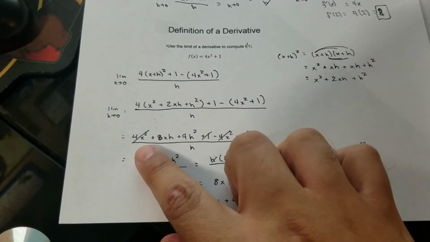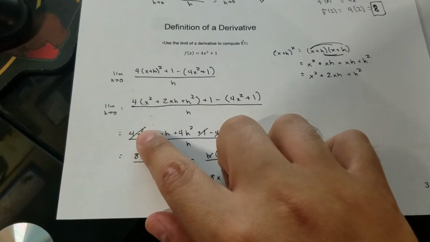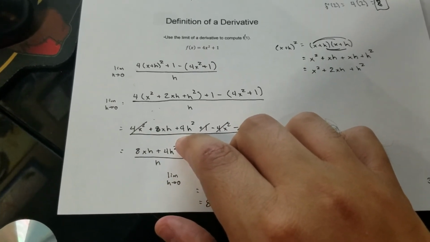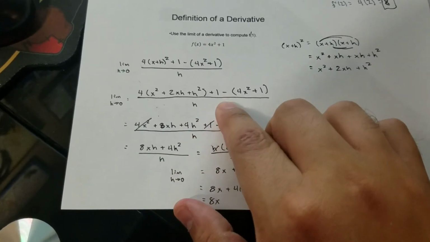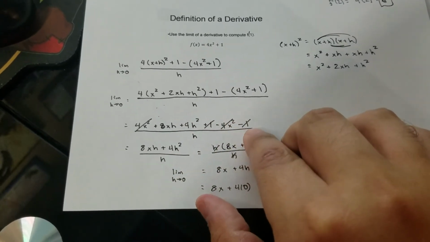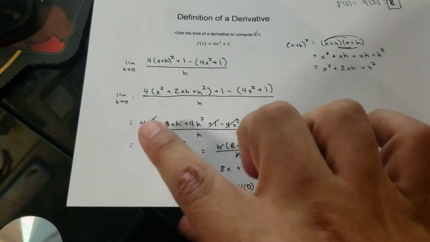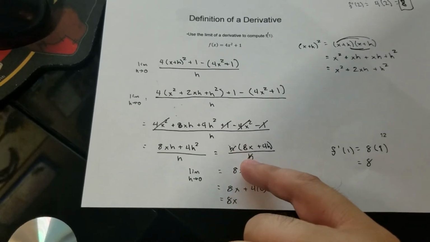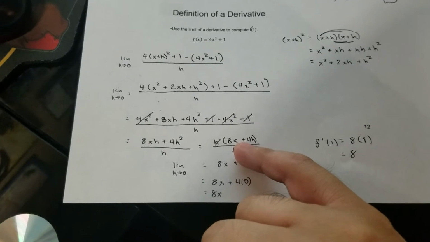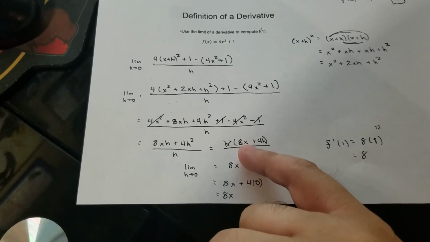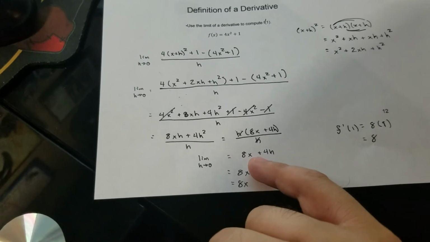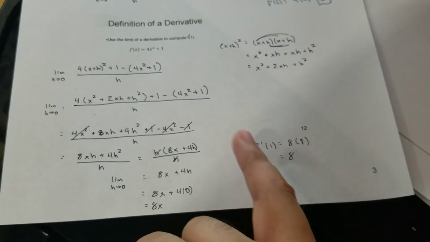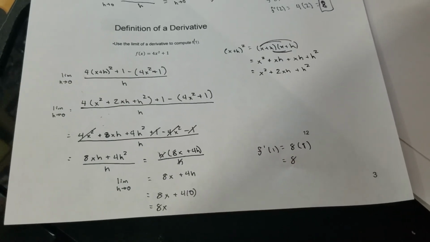And now I distribute the 4. So 4 times x squared is 4x squared. 4 times 2xh is 8xh. And 4 times h squared is 4h squared. I have the plus 1, and then I distribute the negative, so negative 4x squared minus 1. I see the 1's cancel, the 4x squared's cancel. I'm left with this. And again, guys, this is really what you're trying to do. Factor out the h. For all the problems that you're going to deal with, you should not have anything other than an x. And so I'm left with 8x plus 4h. I plug in a 0 for h. I'm left with 8x. And this one's asking for f prime of 1, so 8 times 1 is 8.